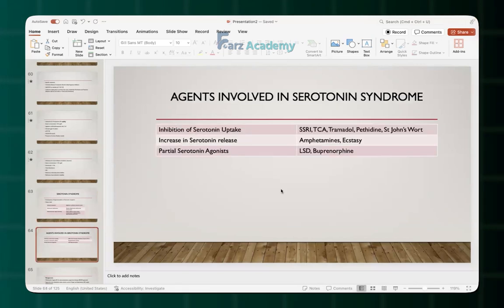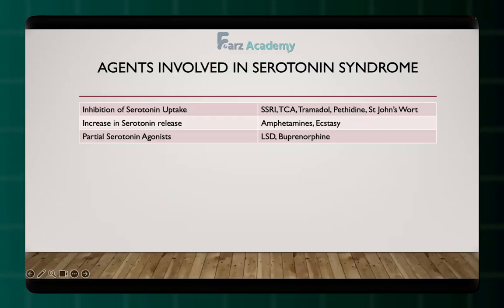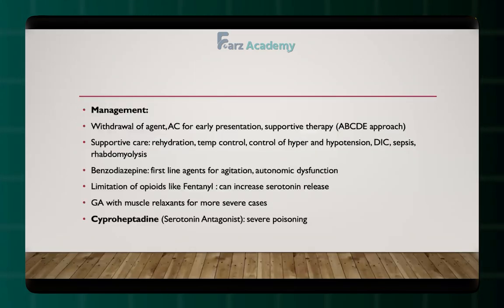Now, what are the agents that are involved in serotonin syndrome? It is usually inhibition of serotonin uptake, for example, SSRIs, TCA, tramadol, pethidine, or increase in serotonin release, for example, amphetamines and ecstasy, and partial serotonin agonists, for example, LSD and buprenorphine.